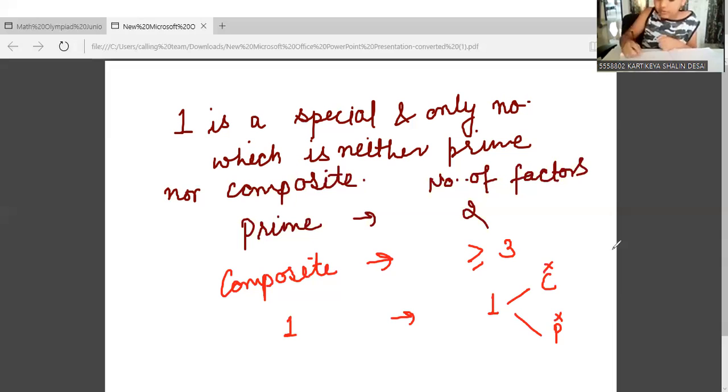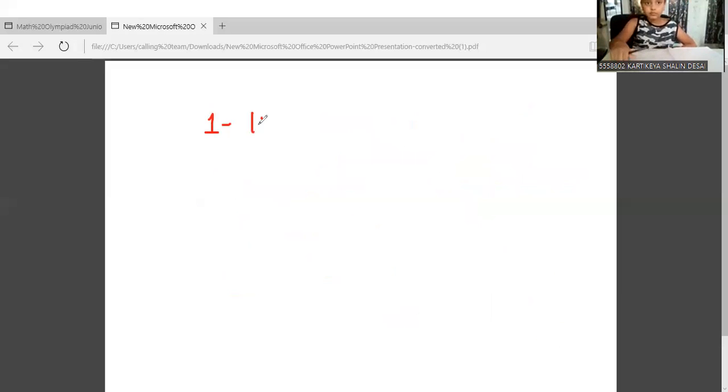Okay. But so, which number is it? Sorry, which number is 1? No, we don't have any name for this. Oh, okay. So Kartikeya, if I ask you that, from 1 to 100.